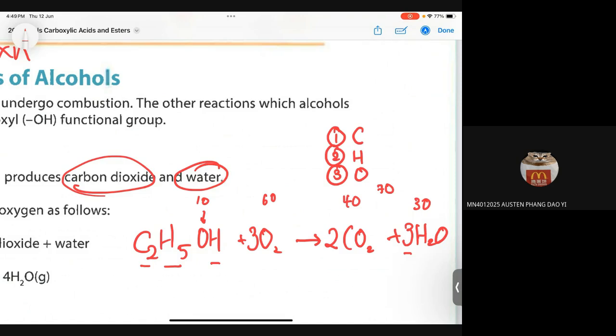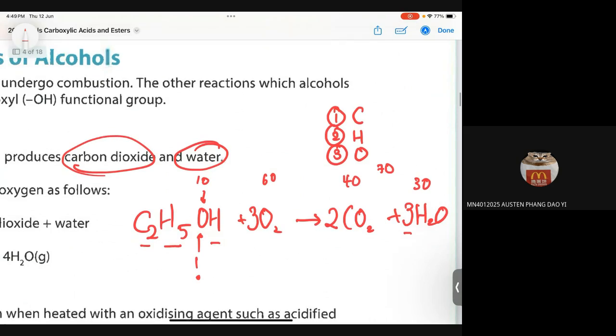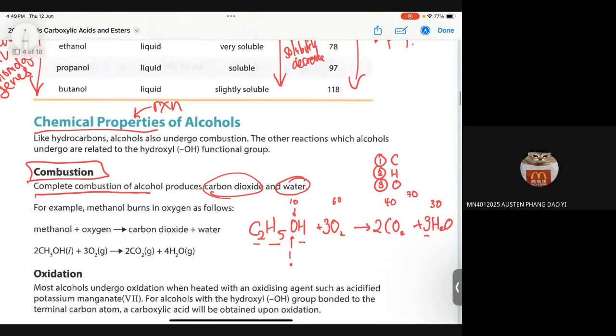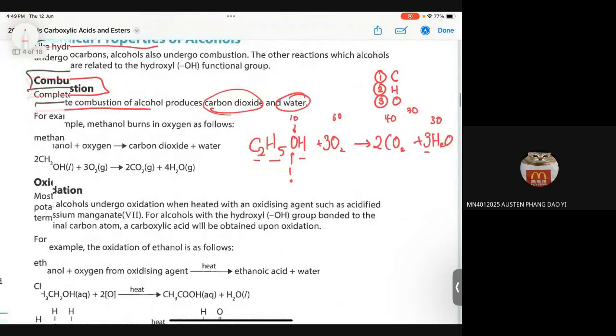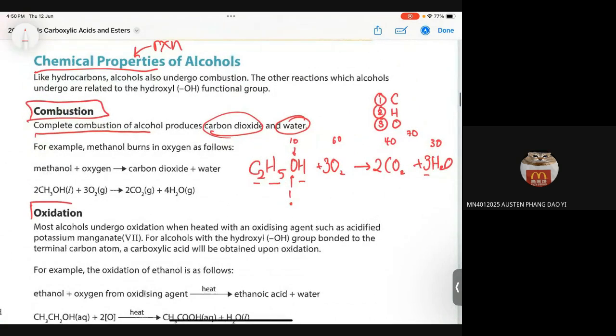So the complexity in balancing combustion equations with alcohols is that always take note there's this 1 O over here. The order is still the same: carbon, hydrogen, oxygen. It's just that when you balance the oxygen, you must take note of the O from the hydroxyl group in your alcohol. This is just for you all to take note when you are balancing combustion equations for alcohols.